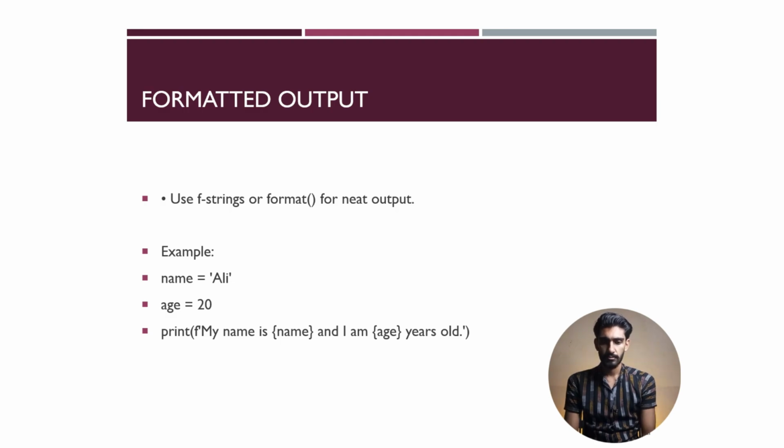Print f, inverted comma, start, my name is, curly braces. In curly braces you put any variable, and it simply prints that variable written in curly braces. I have also written curly braces to print the age variable on the screen. Then years old, inverted commas close and parenthesis close. It simply prints, my name is Ali and I am 20 years old.